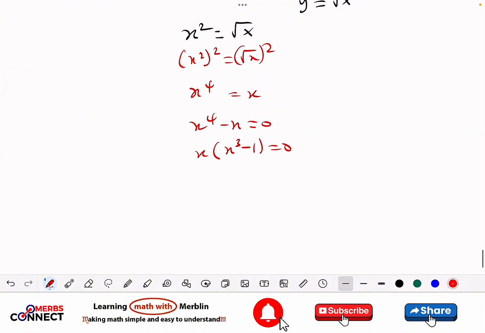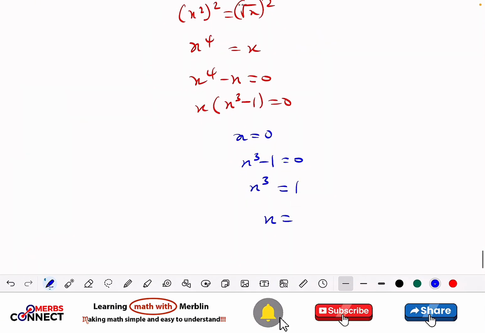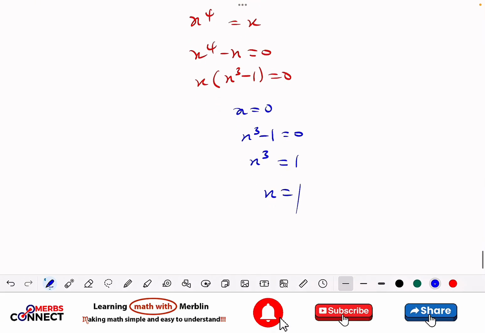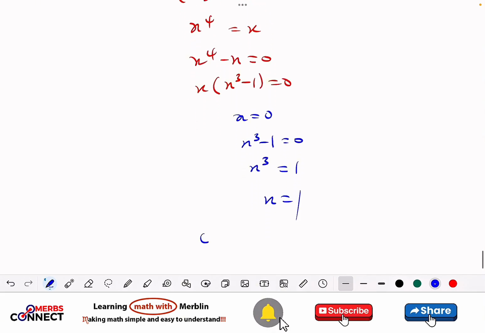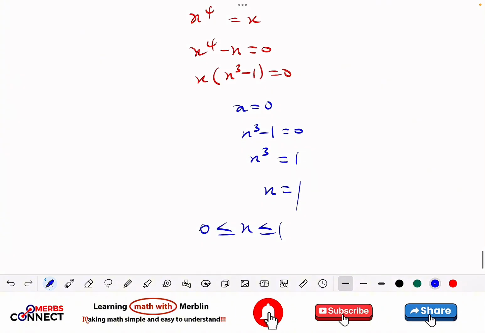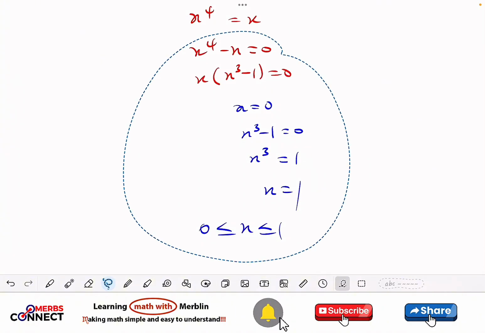So this implies that x is equal to 0 and x to the power 3 minus 1 is equal to 0. X to the power 3 is equal to 1, and then x is equal to 1. So the points that I'm going to get from here are going to be 0 and 1. So it means that the interval for integration is going to be 0 less than or equal to x less than or equal to 1. So that's the integration limit that we are going to use. So let me shift this one to the side.